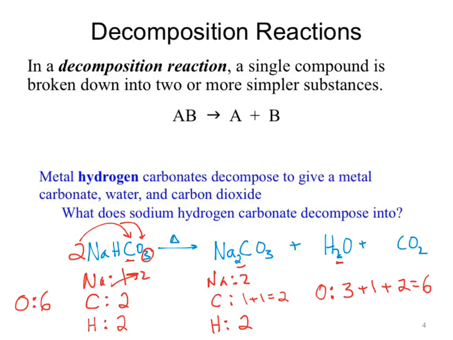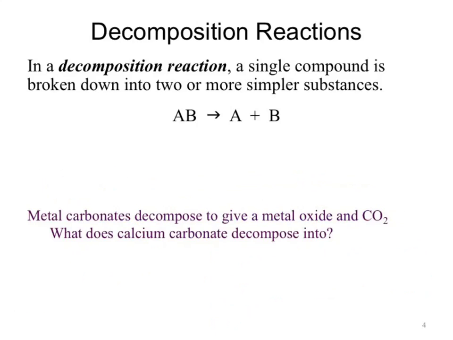Okay, the next big example, we can look at metal carbonates decomposing to give a metal oxide and CO2. Do you want me to do this one as well? Yes. I'm probably not going to walk you through it as slowly. I'm going to do it kind of fast. Calcium carbonate decomposes into. We're looking at a metal oxide. Our metal was, good, fast answer, calcium.